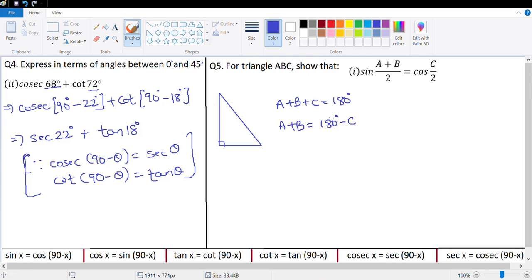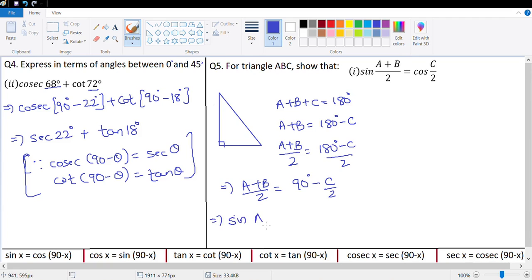If I take C on the other side, let's divide both sides by 2 and I get A plus B upon 2 is equal to 180 degree minus C upon 2, which means A plus B upon 2 is equal to 90 degree minus C upon 2. Now let's take sine of both sides, which means sine of this angle, which is A plus B upon 2, is equal to sine of angle 90 degree minus C upon 2.